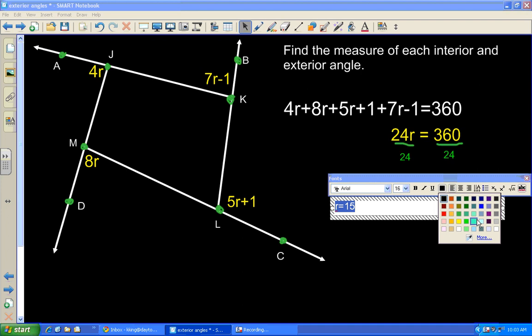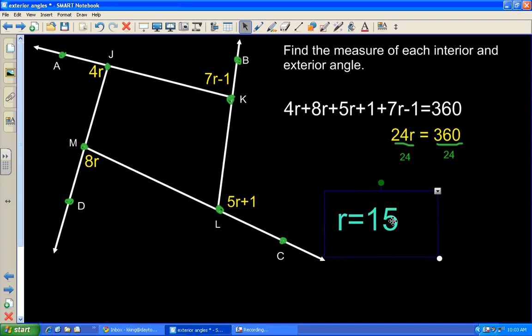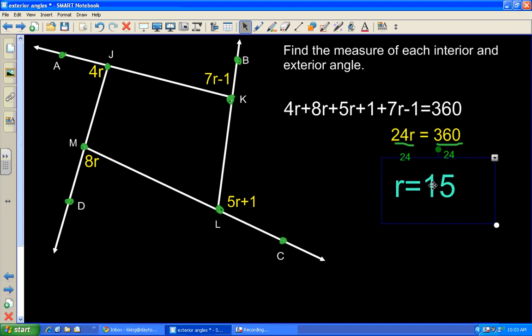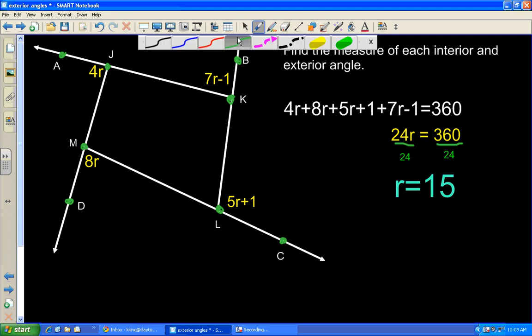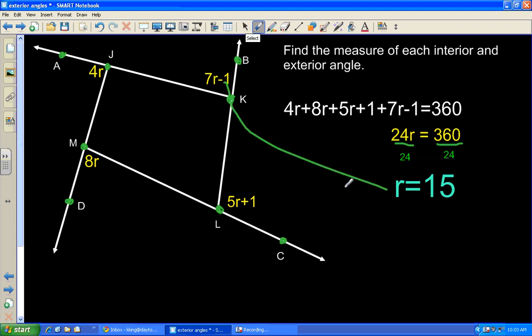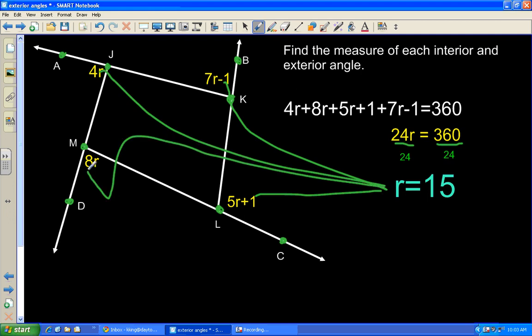Now, keep in mind, they didn't ask me to solve for r. It asked me for the measure of each interior and exterior. So we need to take that and plug it in to every exterior angle. Now, how are we going to find the interior ones, right? Well, let's go through this. Let's check this bottom left corner over here. I can plug 15 in for the r down here.